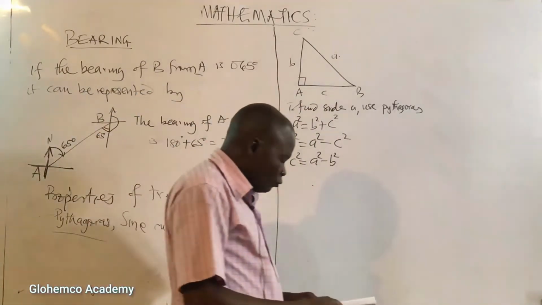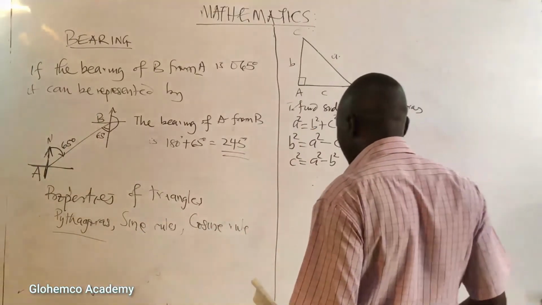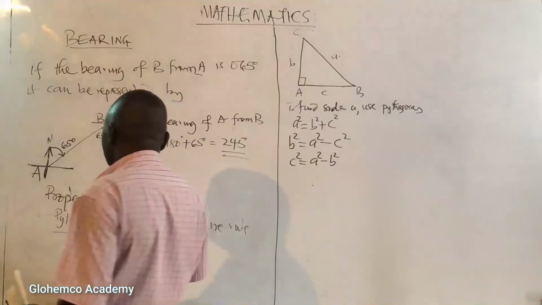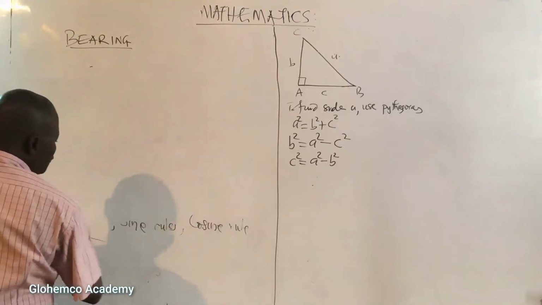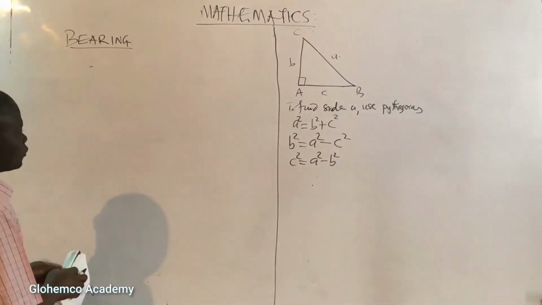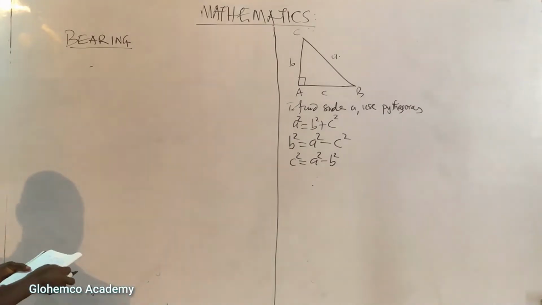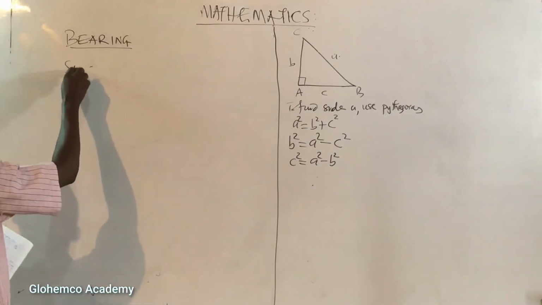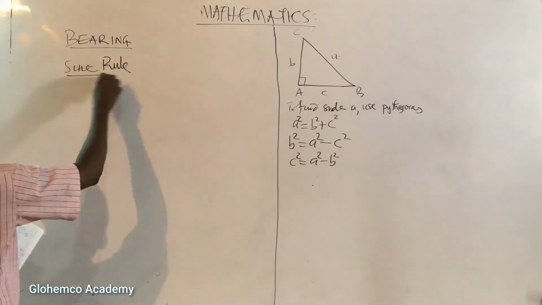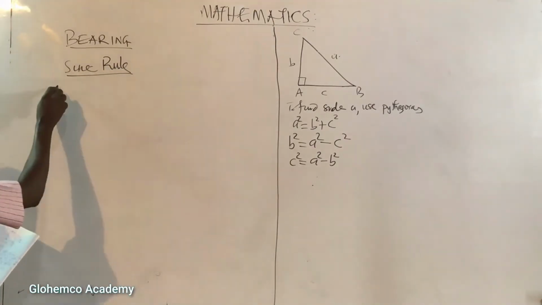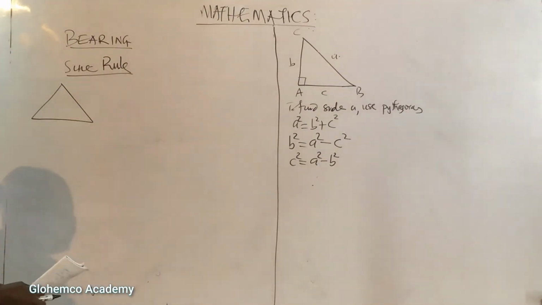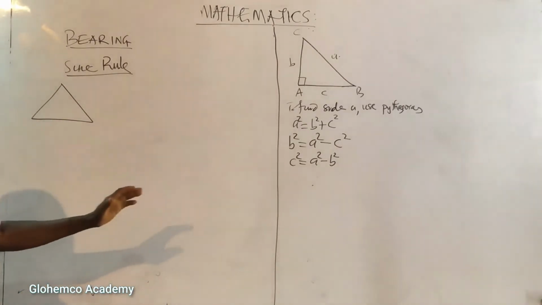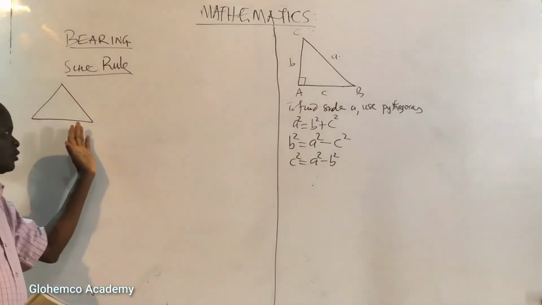Then, apart from that, we can still talk of the sine rule. What do you mean by sine rule? Before you can apply the sine rule, you have to talk of given angles. If you are to apply the sine rule under bearing, then there must be what? A triangle. You must be given a triangle. This time around, it is not necessary to be a right angle triangle. It can be an obtuse or acute triangle.